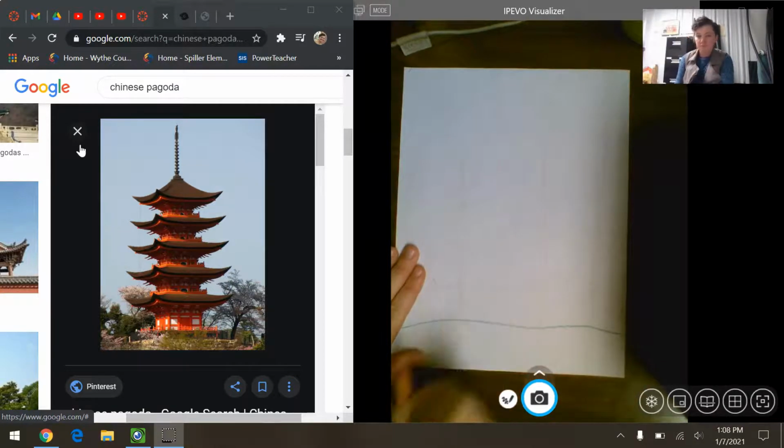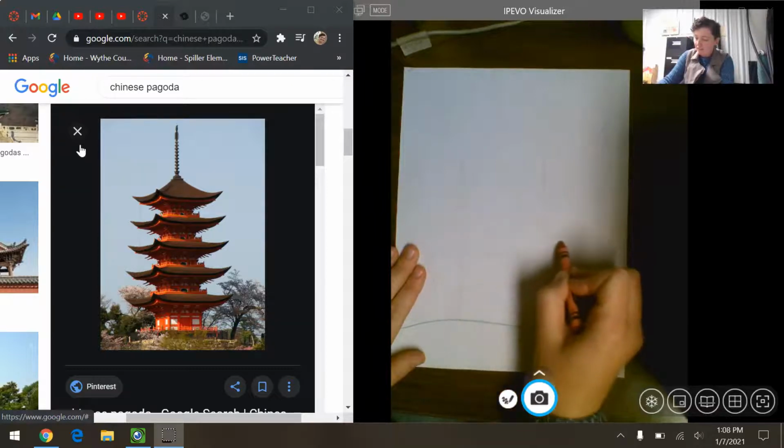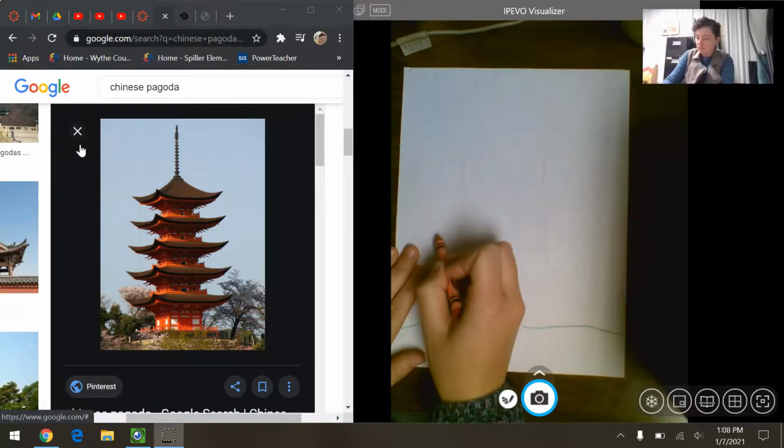So there's one. And I'll go back and darken this up in just a minute in case you can't see it. There's one. Here's two. I'm adding the curved roof.